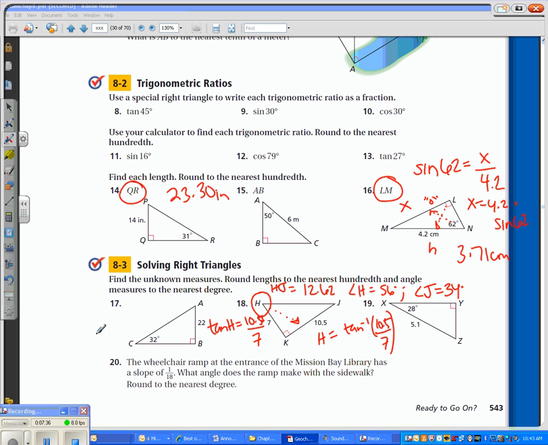Okay, and then 20, a lot of people didn't do, maybe didn't have time, I'm not sure. But when it says that the slope is 1 over 18, slope stands for rise over run. So the rise means it's going up 1, the run means it's running 18. Okay, and we want to figure out what this angle is. Since we want to find an angle, we're going to use inverse trigonometry, and we have an opposite side and we have an adjacent side. So you're going to use inverse tan opposite over adjacent. Pop that into your calculator and you should get about 3 degrees.